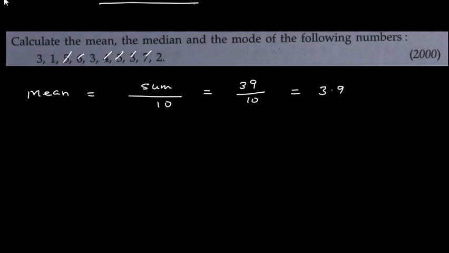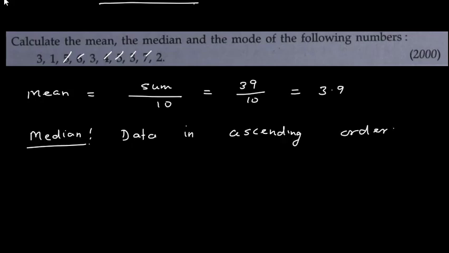Okay, this is mean. For median, what do we do? For median, first arrange the data in ascending order. So you have 1, then you have 2, then you have 3. Actually 3 is repeating 3 times. Then you have 4, then you have 5, which is repeating 2 times, then you have 6, you have 7. Let us check: 1, 2, 3, 4, 5, 6, 7, 8, 9, and 10.